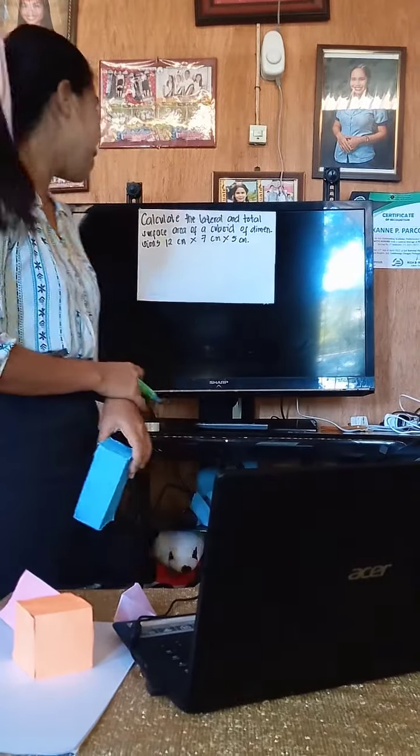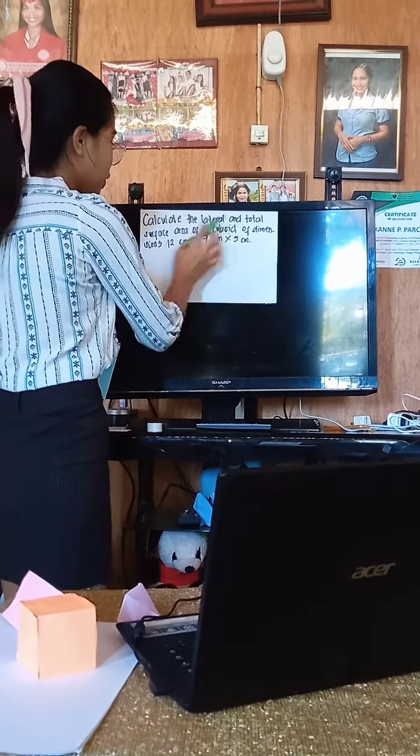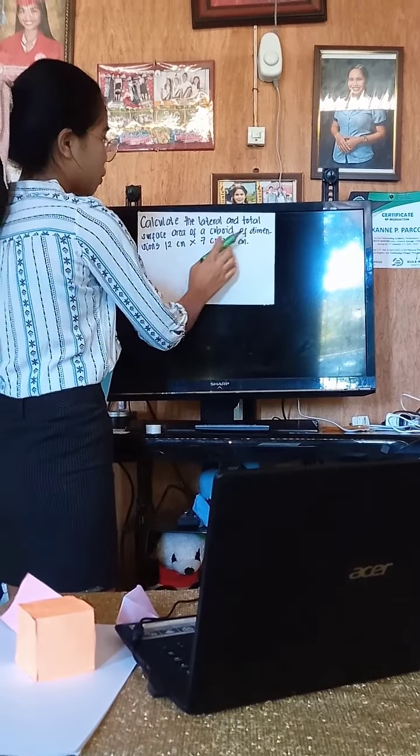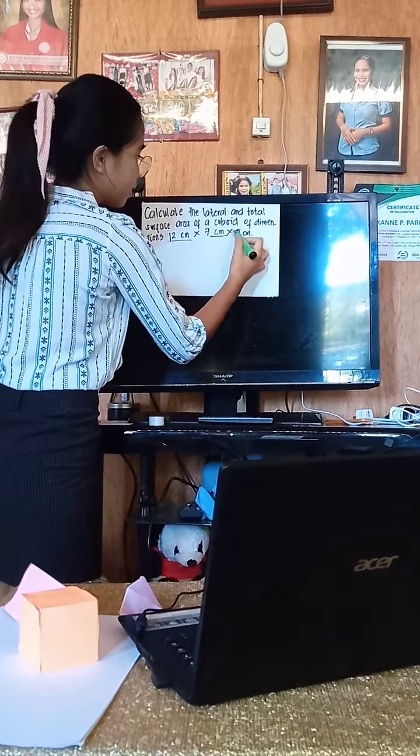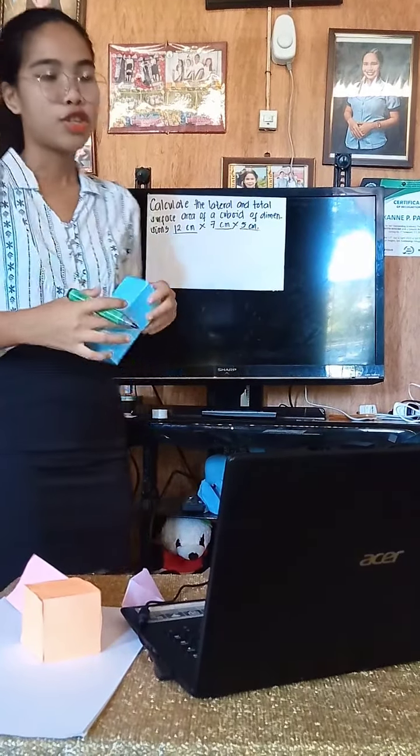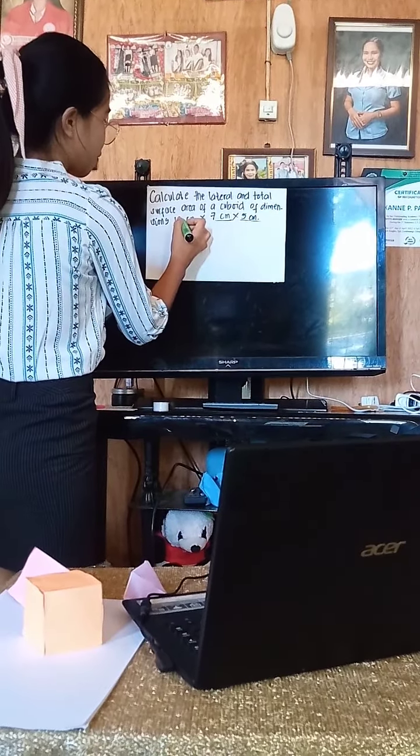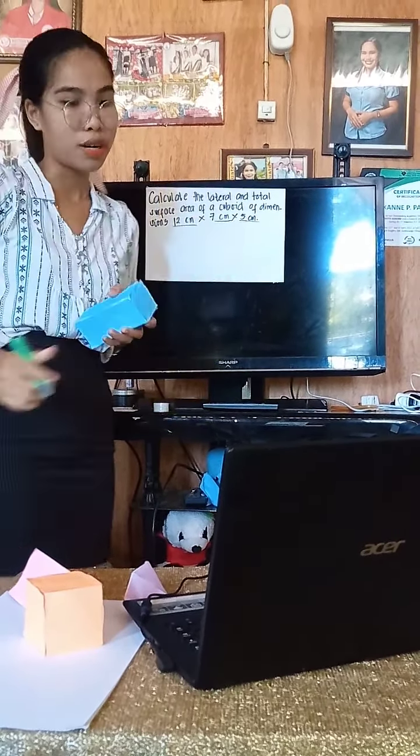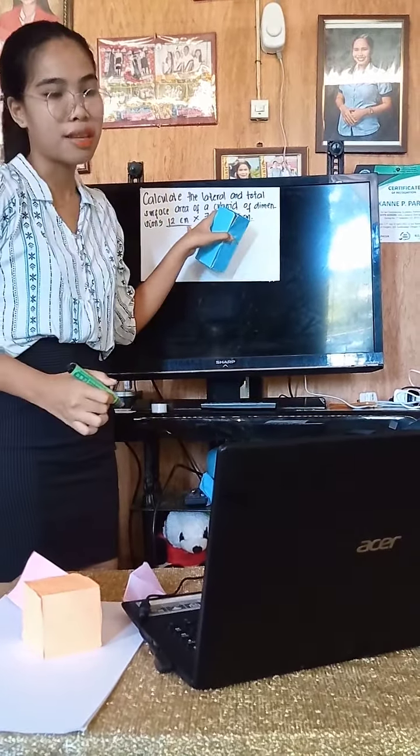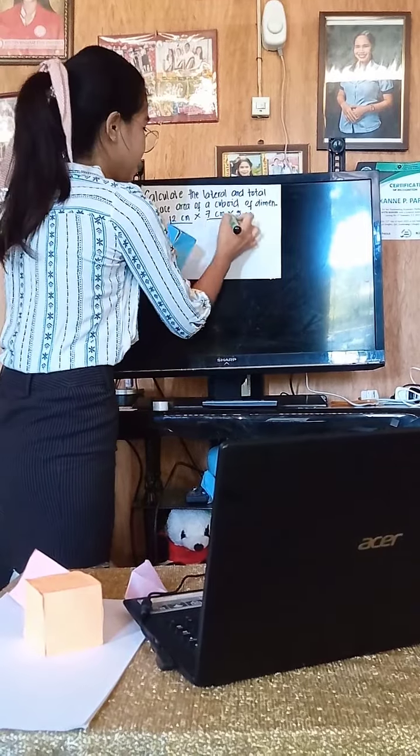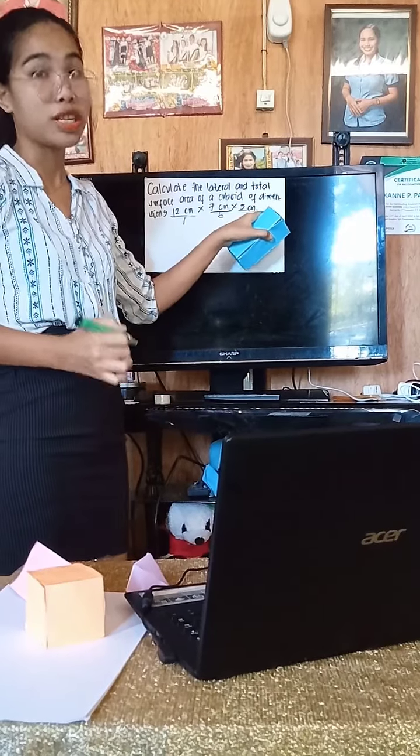Okay, for another example, we have here the problem. Calculate the lateral and total surface area of a cuboid of dimensions 12 centimeter times 7 centimeter times 5 centimeter. So our given: 12 centimeter, which is the length, and 7 centimeter, which is our base, the base length, and the 5 centimeter, which is our height.